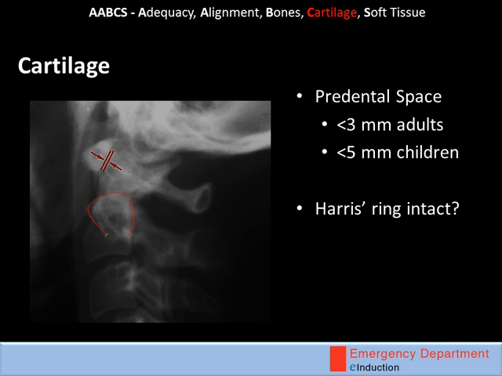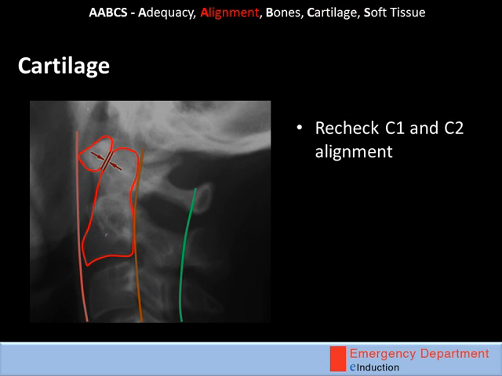If you look more closely at C2, you can see an incomplete ring-like structure. This is called Harris's ring, and any disruption to this can be the subtle signs of a C2 fracture. I always use this point to recheck my alignment of C1 and C2.